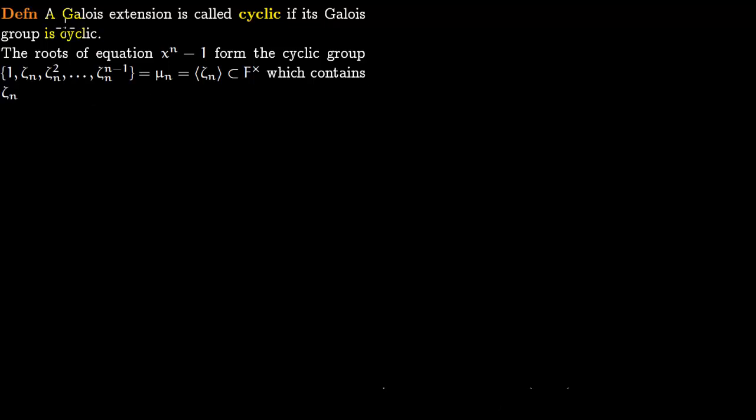In this lecture, we talk about cyclic Galois groups. A Galois extension is called cyclic if the corresponding Galois group is cyclic. Say you have the roots of the equation x^n minus 1. The roots of this equation form a cyclic group: 1, zeta_n, zeta_n squared, up to zeta_n^(n-1).